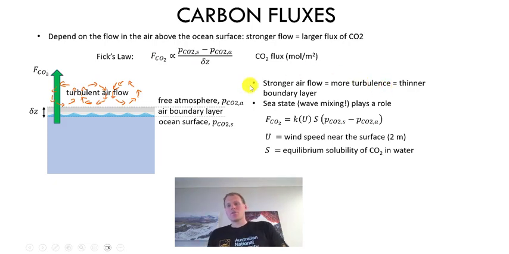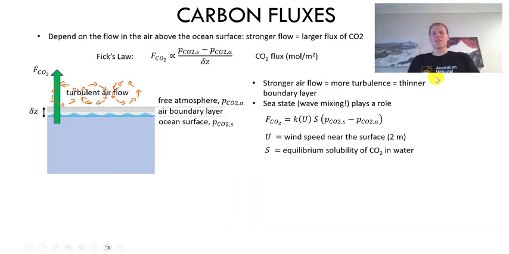Again, stronger airflow, more turbulence means you'll get a bigger flux. Wave-driven mixing plays a particular role here. So if you have breaking waves which entrain air, so air bubbles into the ocean interior, then that can enhance the air-sea fluxes of gases, including CO2.